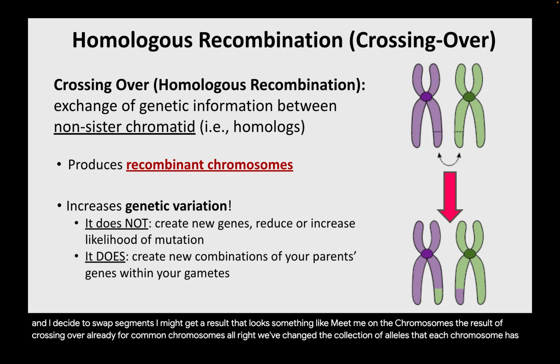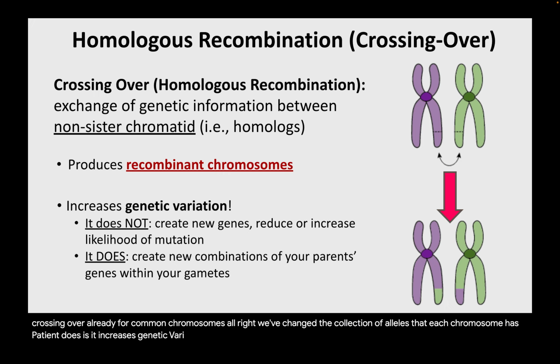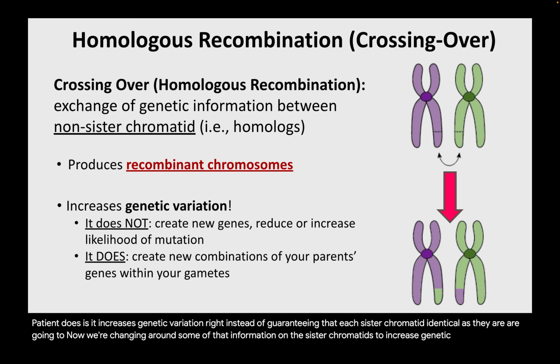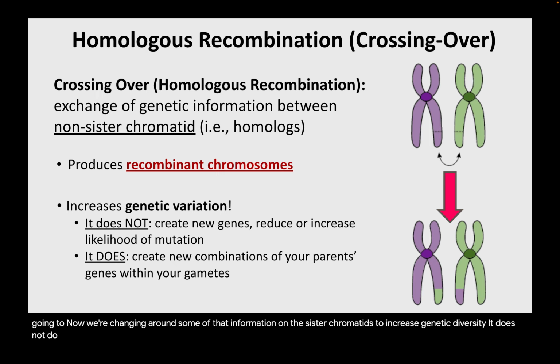So what recombination does is it increases genetic variation. Instead of guaranteeing that each sister chromatid, identical as they are, is going to split and go to different cells, now we're changing around some of that information on the sister chromatids to increase genetic diversity even more. What it does not do is create new genes, and it does not increase or decrease the likelihood of a mutation. But what it does do is create new combinations of genes.